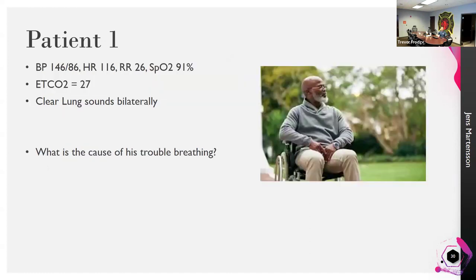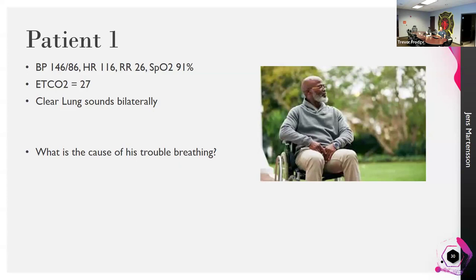So we have a blood pressure of 146/86. He obviously does not look this well. Heart rate of 116, respirations of 26, pulse ox of 91. His capno is 27, and he's got clear lung sounds bilateral. What's the cause of his trouble breathing?